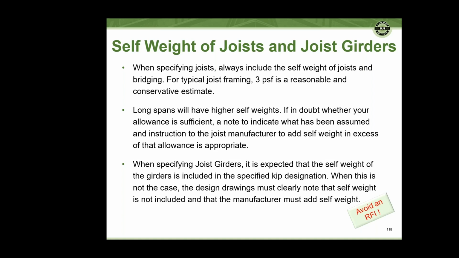But if the assumption for some extremely heavy and long span joist was, say, 12 PSF, then a note to that effect could be wise, and the manufacturer can check or add a little bit more if the self-weight exceeded that limit. When specifying joist girders, it is expected that the self-weight of the girders is included in the specified KIP designation. So that's sort of the default. However, there are instances where it hasn't been included, and the joist manufacturer could add it, but then it needs to be clearly noted on the design drawings so that the manufacturer takes care of that. And if there's confusion about whether it's been covered or not, or the meaning of the note, that will result in an RFI.